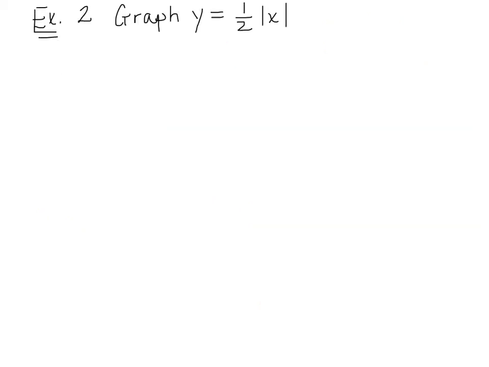Okay, here's an example of a vertical compression. How did I know it's a compression? Because 1/2 is between 0 and 1. What that means is all of our y-coordinates, of our parent graph that we start with, will get compressed by 1/2.